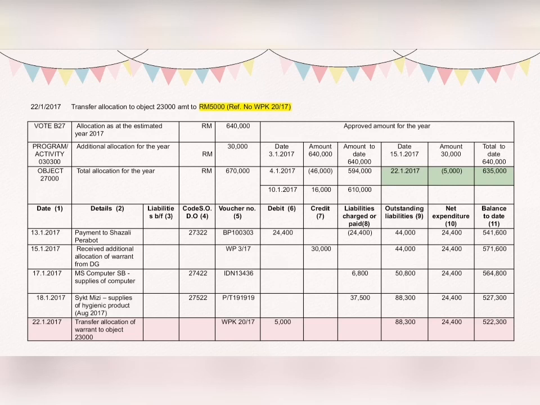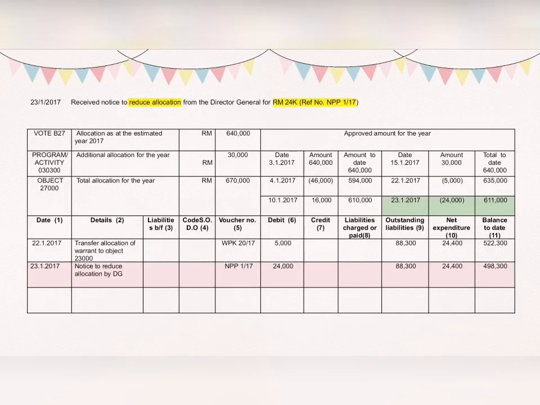Next, in part 3, we will record the amount under debit column as it reduced the budget, and then copy down the outstanding liabilities and net expenditure, and finally reduce the balance to date as well. This one is very straightforward. So for reduced allocation, we will definitely record 24,000 as a negative value in part 2, and that will give us the total to date equals to 611,000.